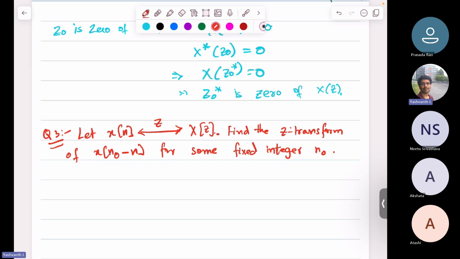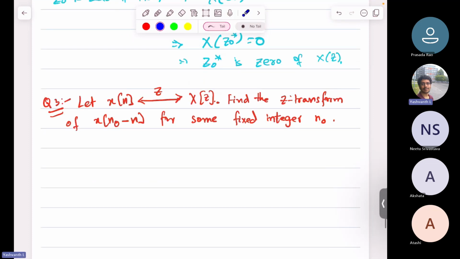So basically, you see what I've done? I have made n into minus n, and on top, we shifted by an amount equal to n naught. You can think of it as x of minus of n minus n naught. So you need to find the z transform of x of n naught minus n in terms of x of z, which is the z transform of x of n. Let's see the solution.